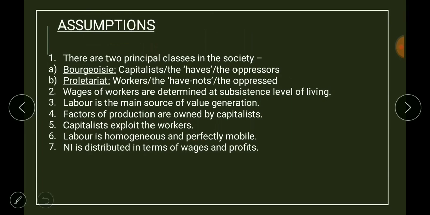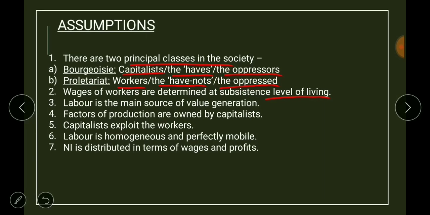Marx made certain assumptions in order to formulate his theory. His assumptions are as follows. He assumed that there are two principal classes in the society: the bourgeois class, that is the capitalists, the haves, the oppressors, and the proletariats, that is the workers, the have-nots, the oppressed. The wages of the workers are determined at a subsistence level of living.